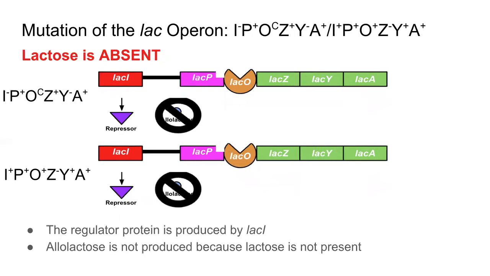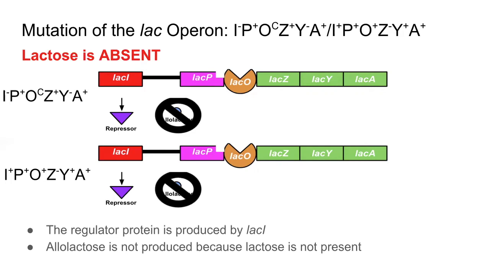This is the same partial diploid mutant genotype, I minus, P plus, OC, Z plus, Y minus, A plus, and I plus, P plus, O plus, Z minus, Y plus, A plus. But now lactose is absent. As before, the repressor is produced by LAC-I on both operons because the I plus allele is transdominant to the I minus allele. It can act on both operons to overshadow the effects that I minus would have.